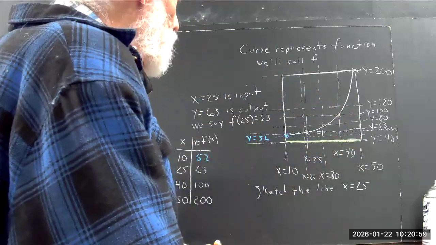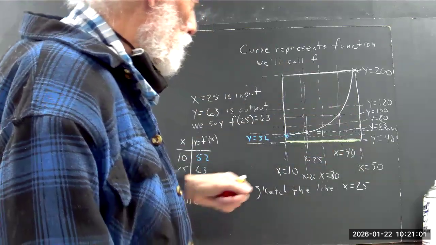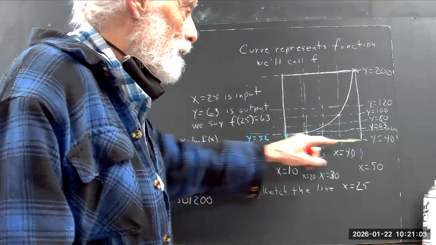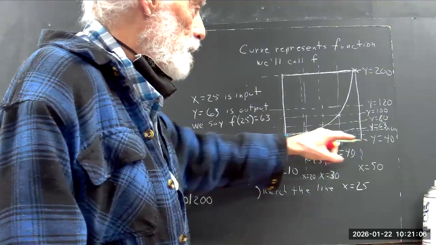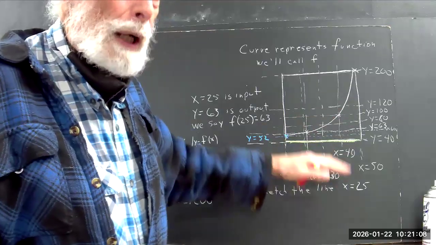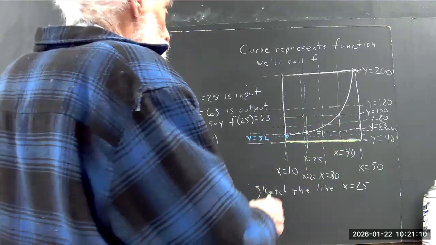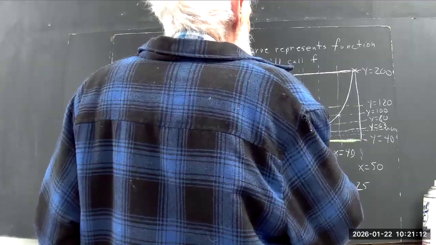So now I'm going to have a picture of the domain. It's just going to consist of that highlighted line from x equals 10 to x equals 50 along the bottom of the window. And here's my domain.